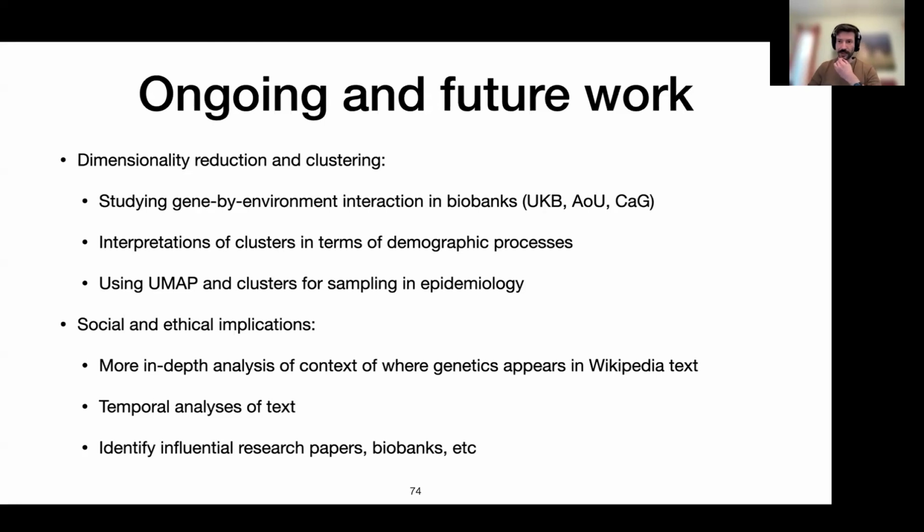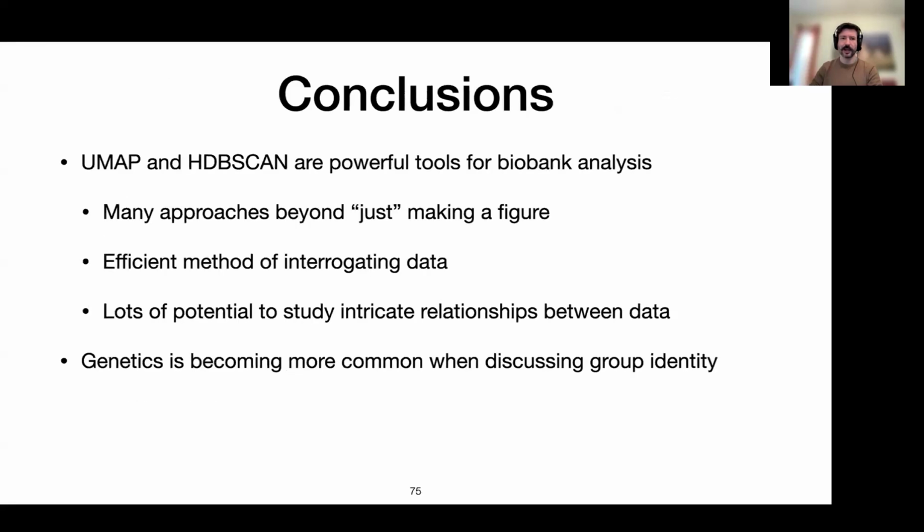I'd like to do a temporal analysis of the text and also identify potentially influential research papers, biobanks, things like that. In conclusion, UMAP and HDBSCAN are really powerful tools for biobank analysis. There are many approaches beyond just making a figure. It's really efficient for interrogating your data, with lots of potential to study intricate relationships. And genetics is becoming more common when discussing group identity, which is something important to keep in the back of your mind when working with genetic data.